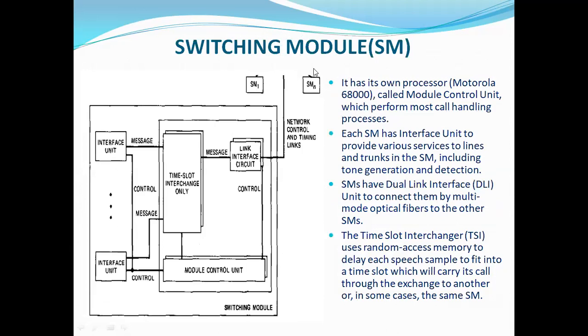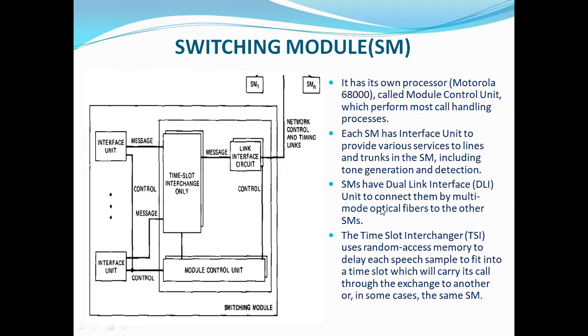So first we will discuss the switching module. The switching module has some processors. It started with 8086 processors, but as the functionality expanded, the 8086 processor was replaced by Motorola 68000 processors. This is called the module control unit, and it consists of processors.